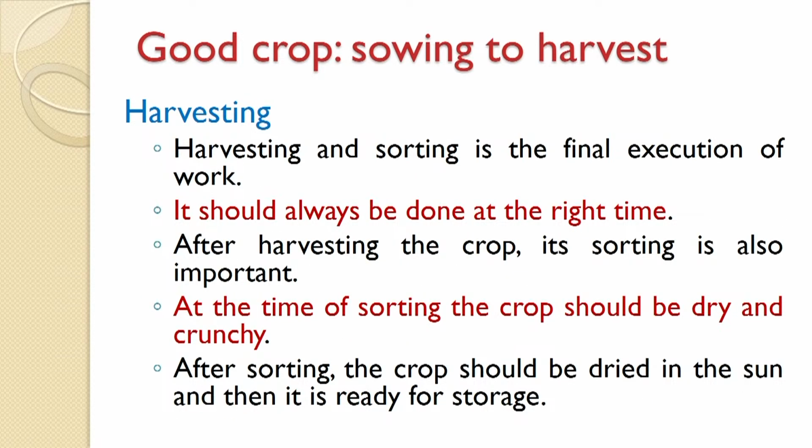So our last step is harvesting. Harvesting is actually the final execution of our cultivation work. So through proper harvesting, the desired result or desired yield may be achieved. For this reason harvesting must be done at the proper time and proper crop growth stage, and we must keep in mind that the crop should be dry and crunchy at the time of harvesting. Also we must go for sorting after the harvesting, to grade our produce in different categories as well as to fetch a better price in the market.